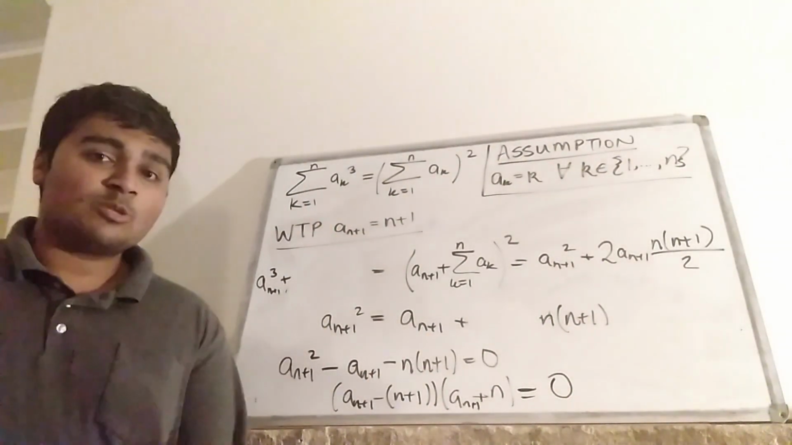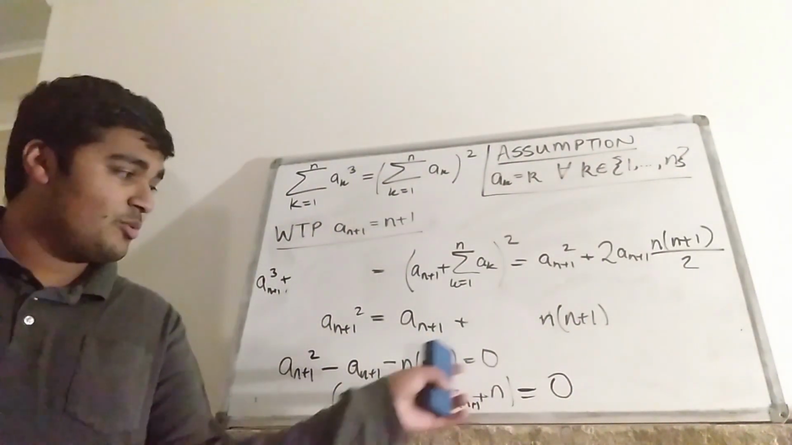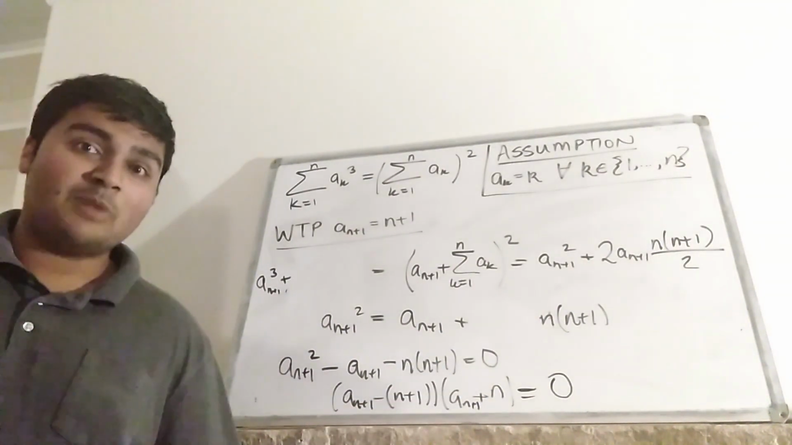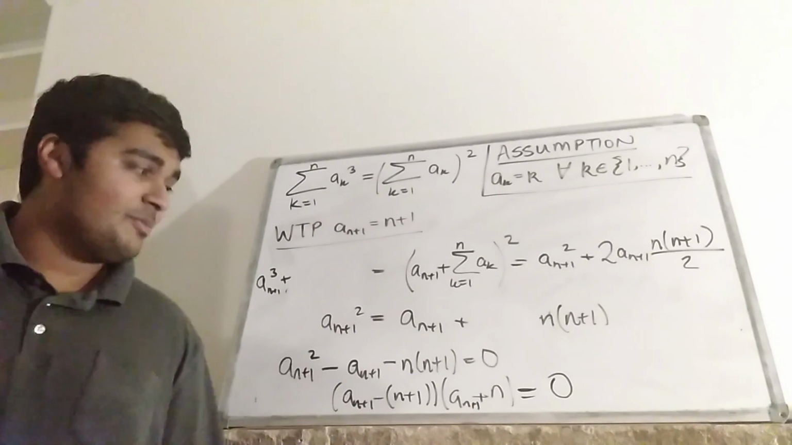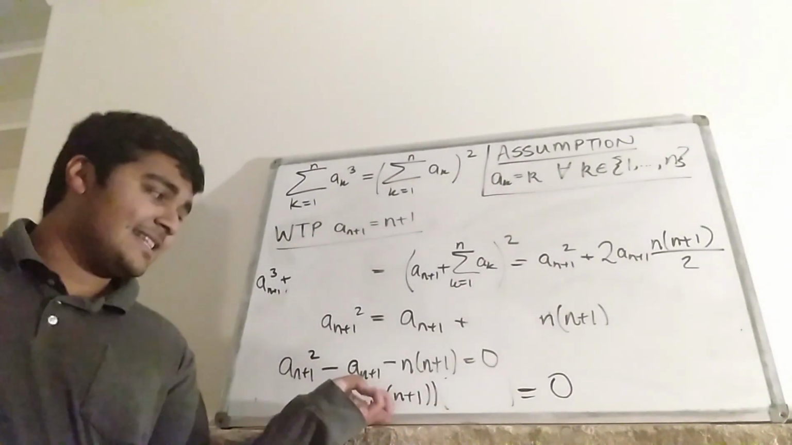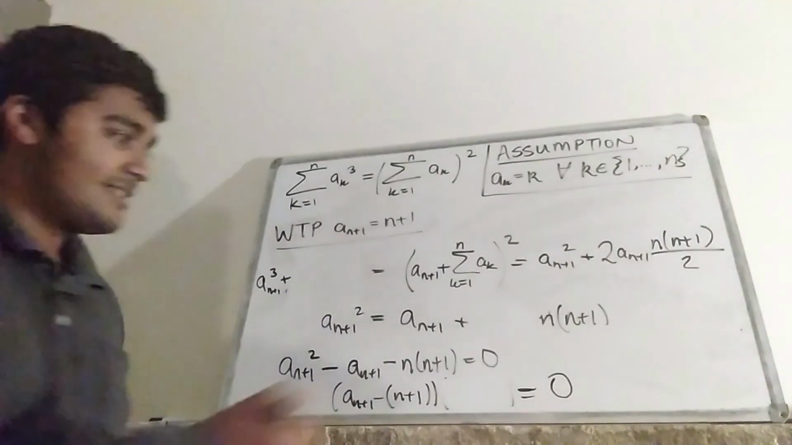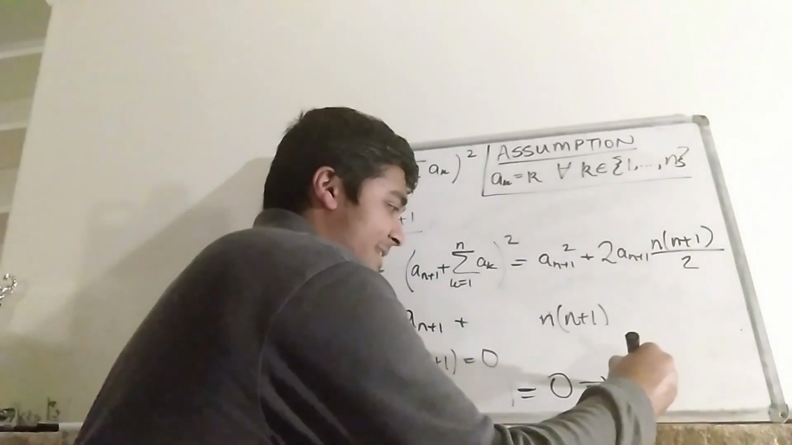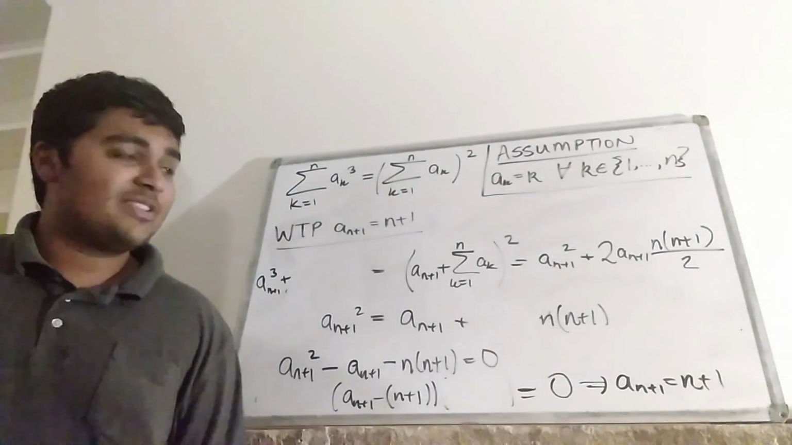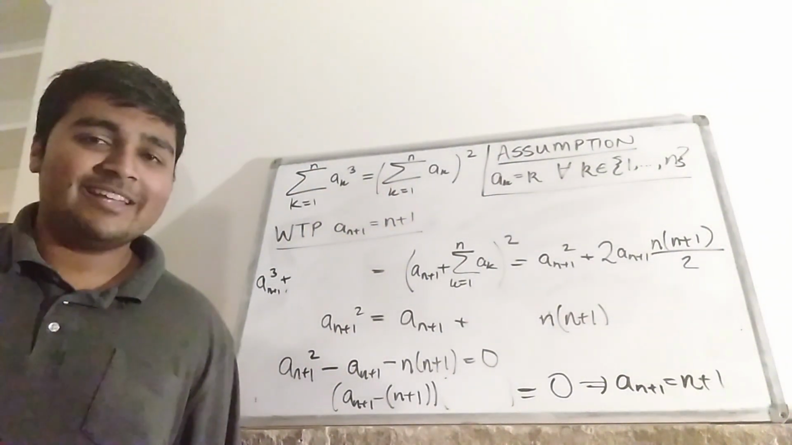But remember, a_{n+1} must be a positive number, so this factor here we can get rid of, because this would insinuate that a_{n+1} equals minus n, which is obviously not true, because minus n is negative. So we can conclude that this guy here equals 0, and thus a_{n+1} equals n plus 1. Okay, and that proves, or ends our proof by induction.